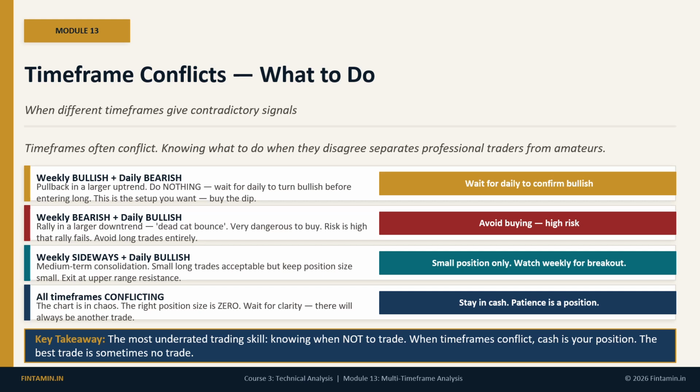Weekly bearish plus daily bullish. Dangerous territory. A rally in a larger downtrend, often called a dead cat bounce. High risk if you buy here. Avoid long trades. Reduce position size.